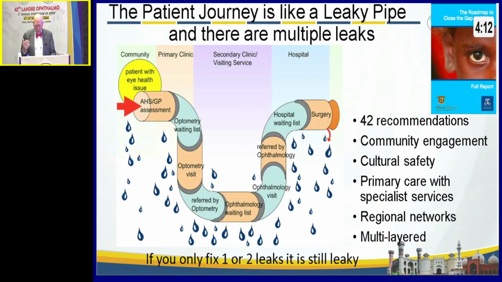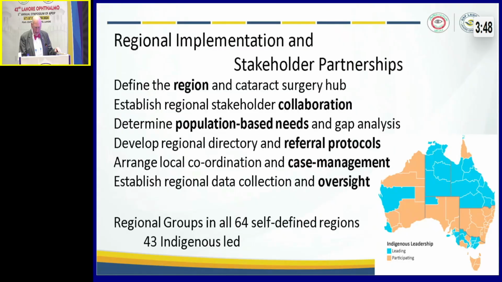So we came up with what we called our roadmap to close the gap for vision that had 42 recommendations, because if you only fixed one or two leaks, the pipe was still leaking. You had to do each one of the 42 things. And this involved things with community engagement, cultural safety, primary care and specialist services, regional networks, and was clearly multi-layered.